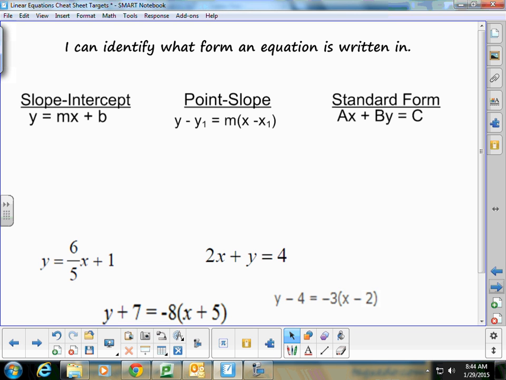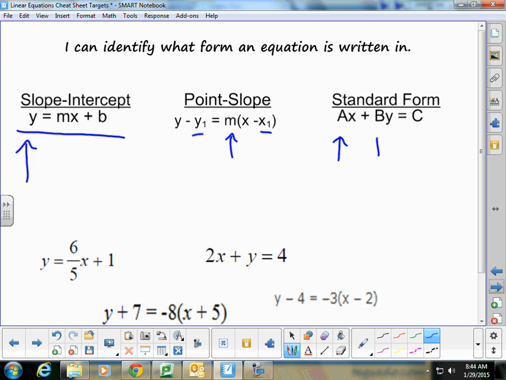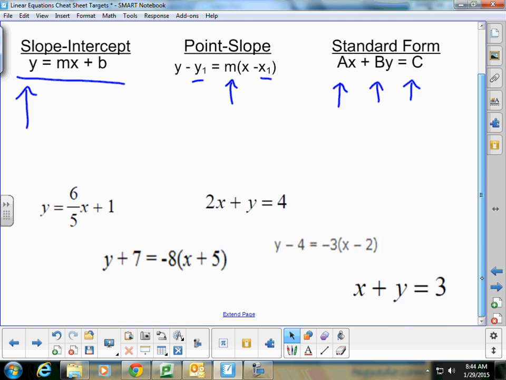Another one, identifying which form an equation is written in. So just knowing slope intercept is y equals mx plus b. It's solved for y. Point slope has exactly its name, a point and a slope. And standard, remember it's standard to know your ABCs, in order, ABC. So just looking at these, which is which?